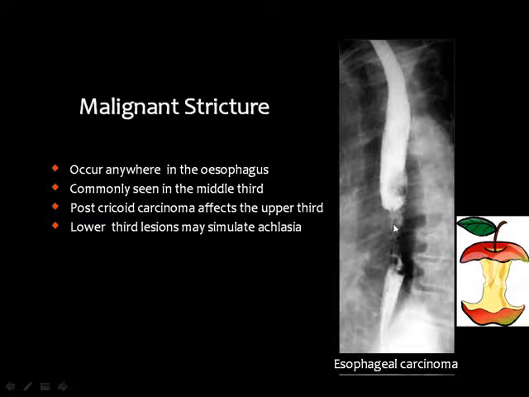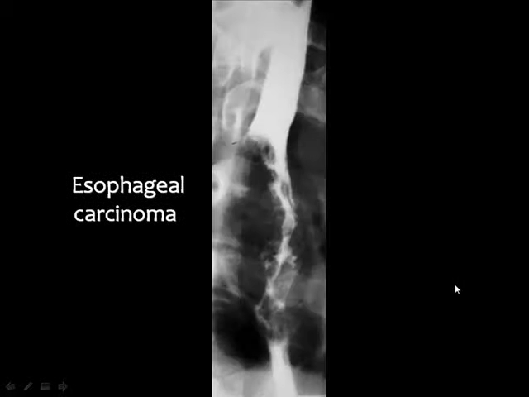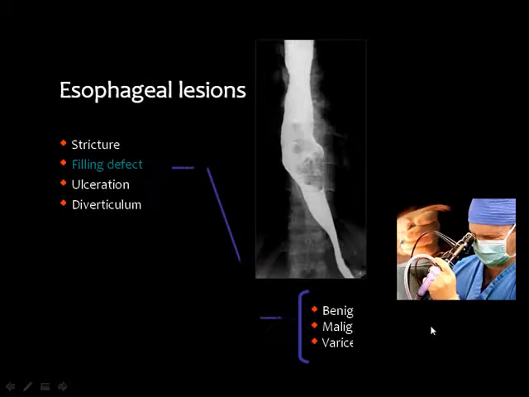And this is a malignant lesion in the mid part of the esophagus with mild proximal dilatation and the characteristic proximal and distal shouldering. And this is another case of a malignant esophageal stricture with proximal and distal shouldering. You see the irregular narrowing of the esophageal lumen. And this is the third example of a malignant esophageal stricture involving the mid part of the esophagus.